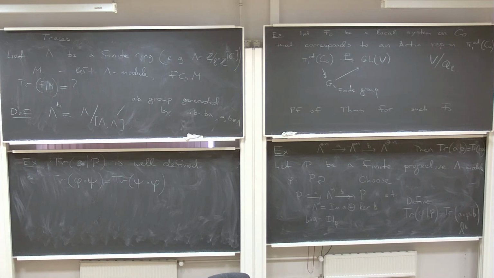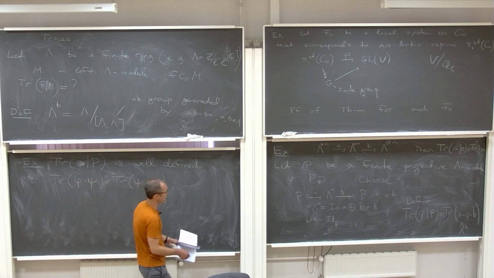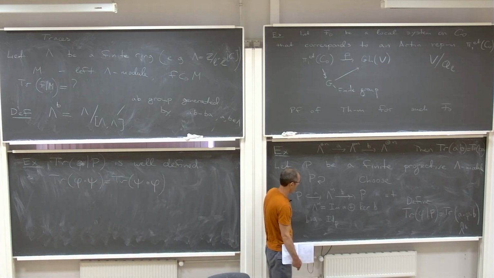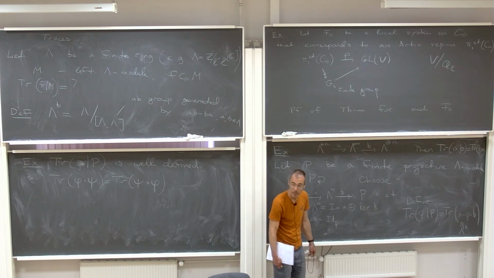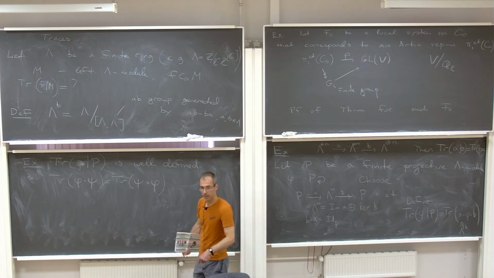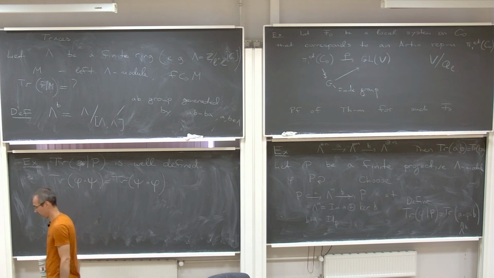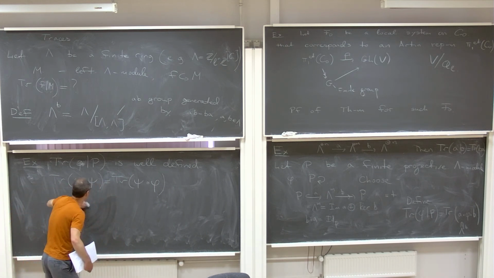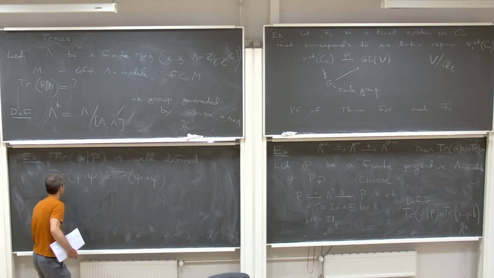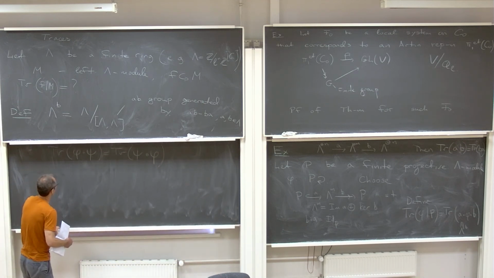So how does it help? The zero Hochschild homology is precisely designed, it is the kind of target of the trace map that assigns to every endomorphism of a projective module something. Okay.